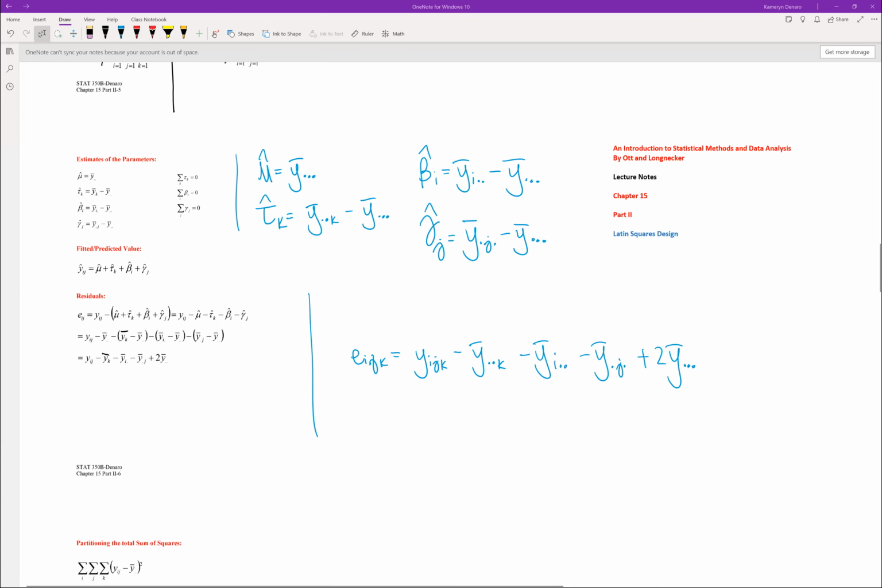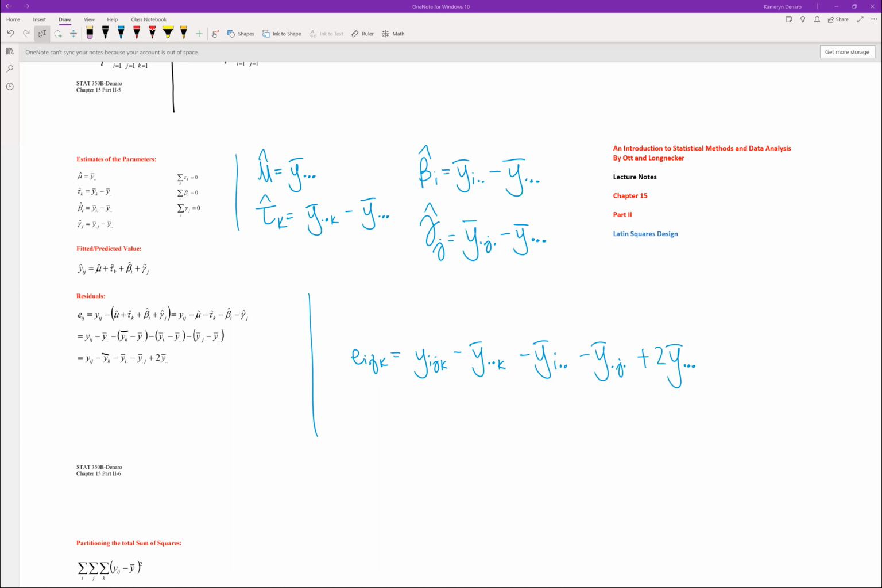Hello, everyone. We're working through An Introduction to Statistical Methods and Data Analysis by Ott and Longnecker, Chapter 15, Part 2, Latin squares design. Overall, if we want to use the Latin squares model, we're controlling for two different blocking factors, and it kind of looks like the Sudoku setup where our treatment shows up once in every row and every column.